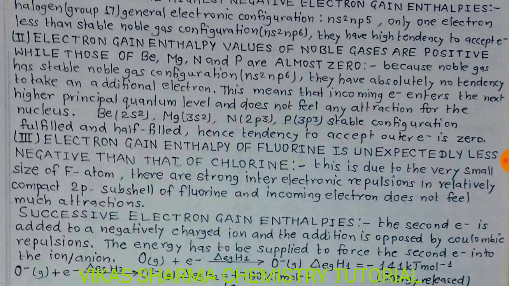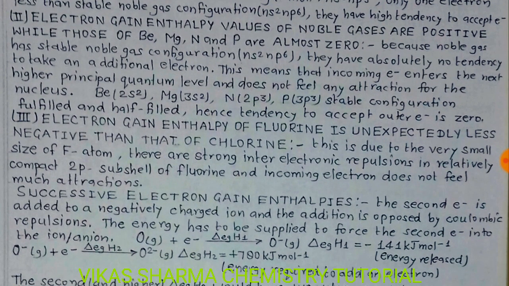Second, electron gain enthalpy values of noble gases are positive, while those of beryllium, magnesium, nitrogen and phosphorus are almost 0. Noble gases have the stable configuration ns2np6, so they have absolutely no tendency to take an additional electron. The incoming electron would enter the next higher principal quantum number level and does not feel any attraction from the nucleus. Beryllium, magnesium, nitrogen and phosphorus have stable configurations, full-filled or half-filled, hence the tendency to accept an electron is 0.